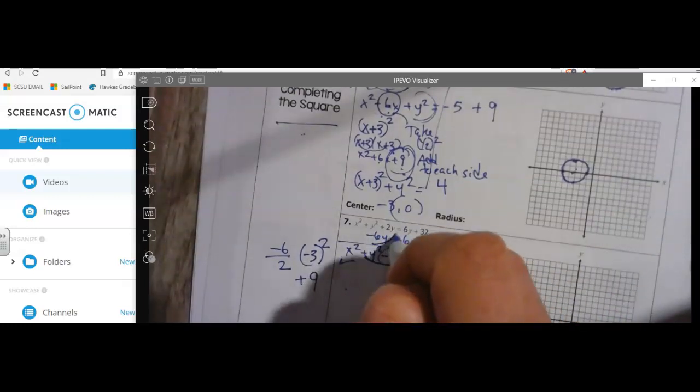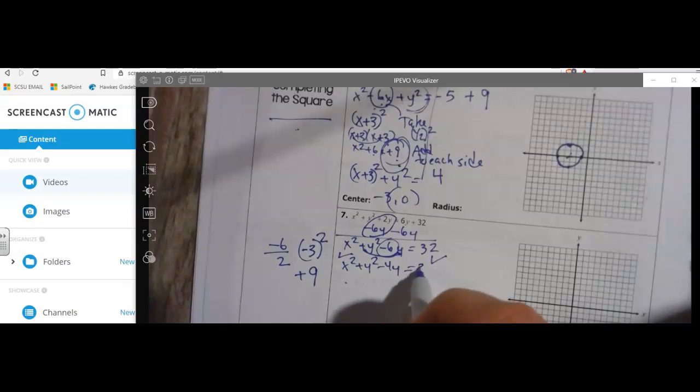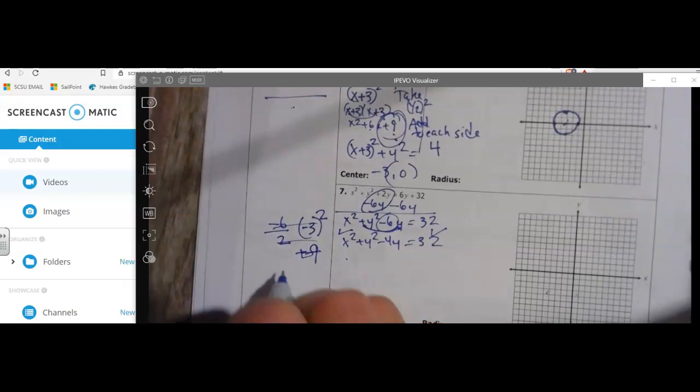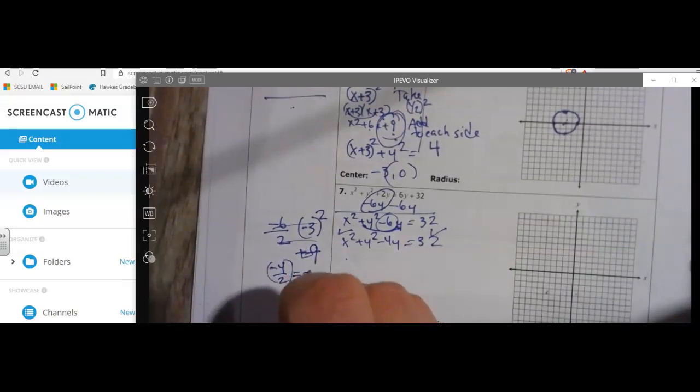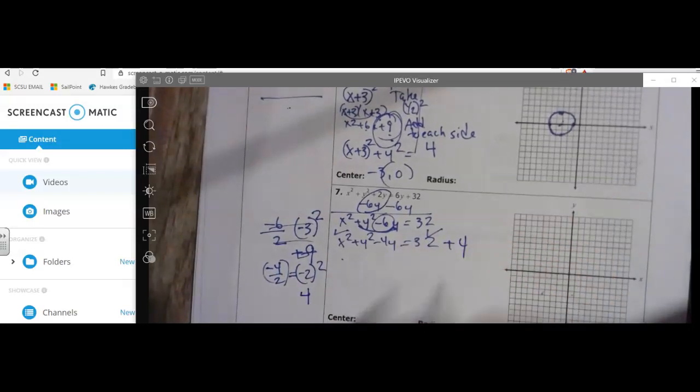Mistake here. I didn't combine the negative 6y and the 2y. That's my mistake there. So it's x squared plus y squared minus 4y equals 32. Okay, so the same thing I said was correct, except I had the wrong numbers. So negative 4, divide that by 2, and you get negative 2, and you square that, and you get 4. So you add 4 to both sides.